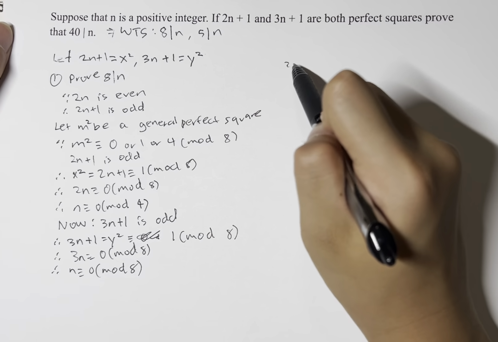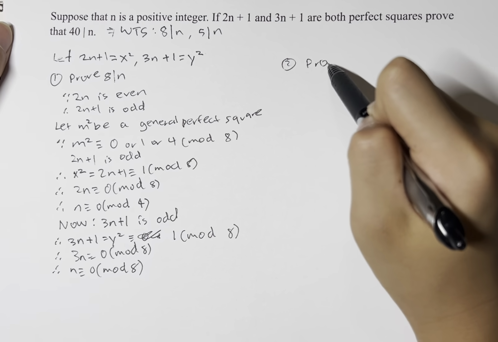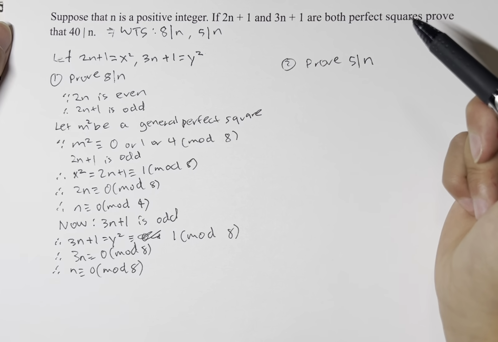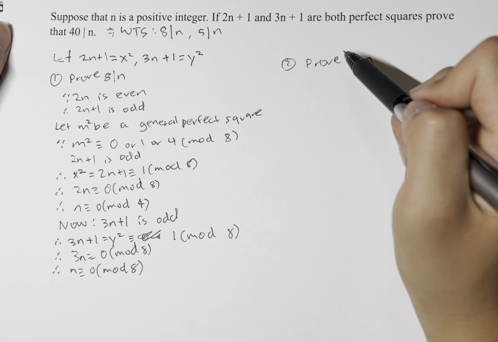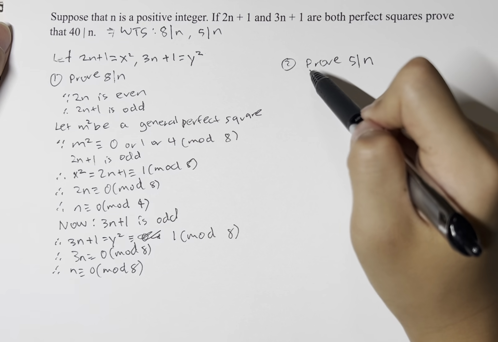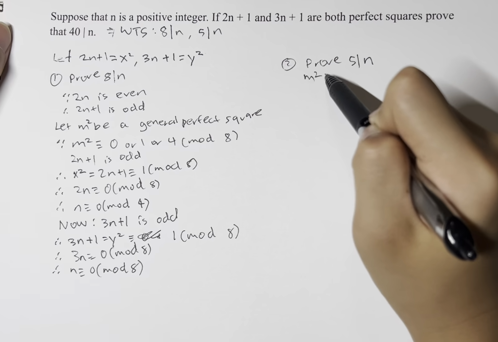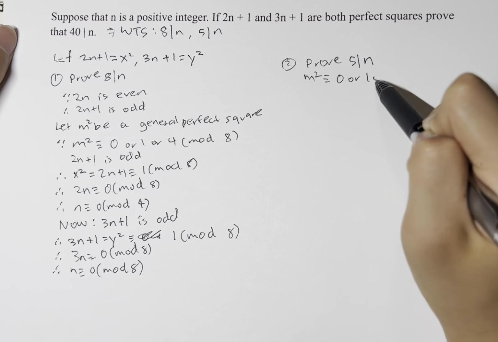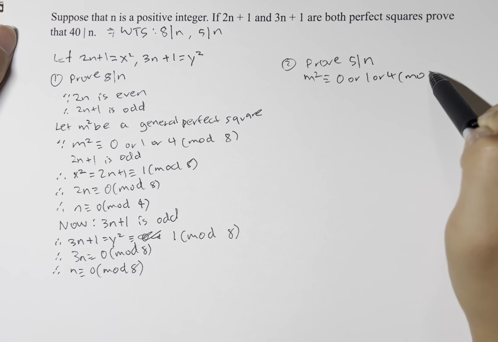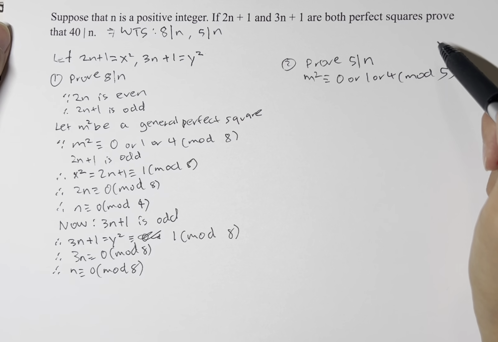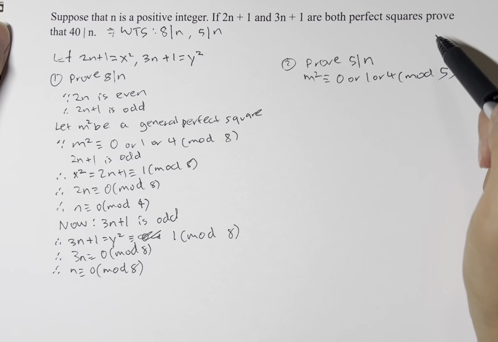Let's move on to the proof that 5 is a factor of n. Once again, we have m squared congruent to 0 or 1 or 4 mod 5. This is another property of perfect squares, since any perfect square, when divided by 5, will have a remainder of 0 or 1 or 4.